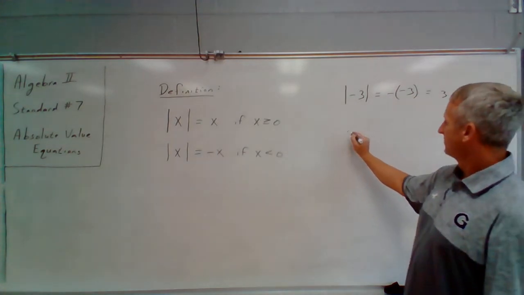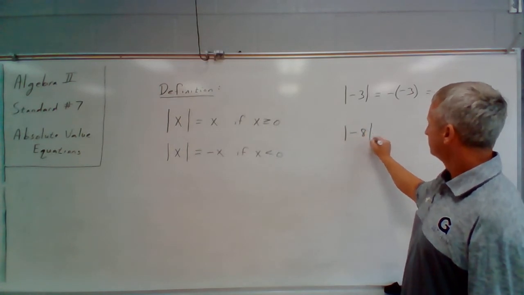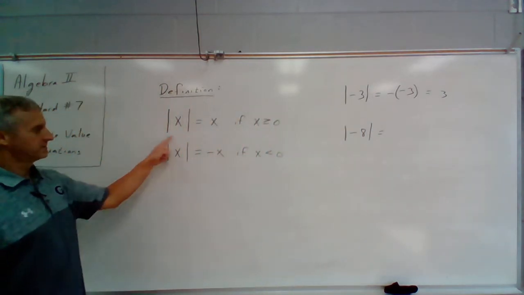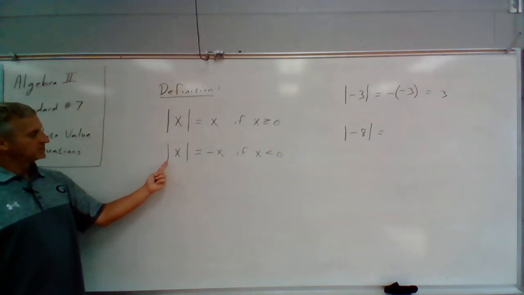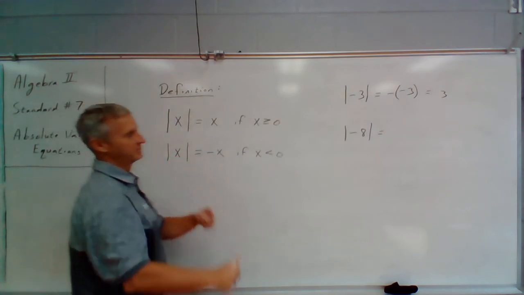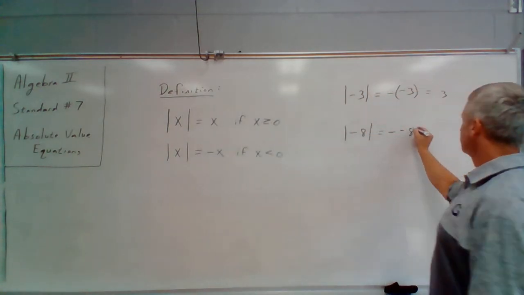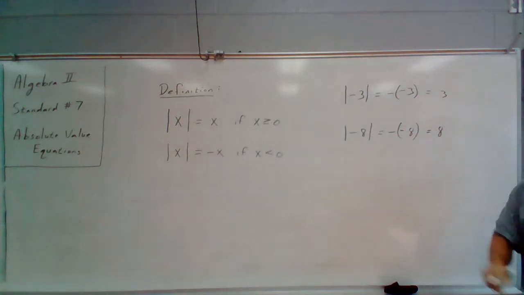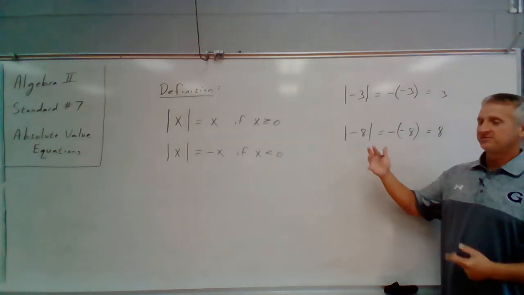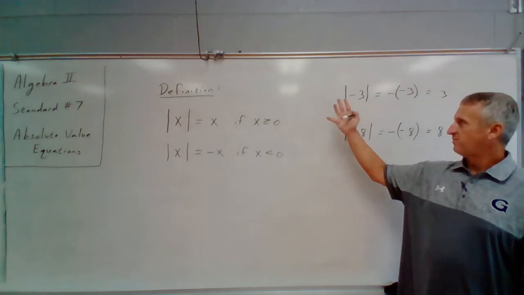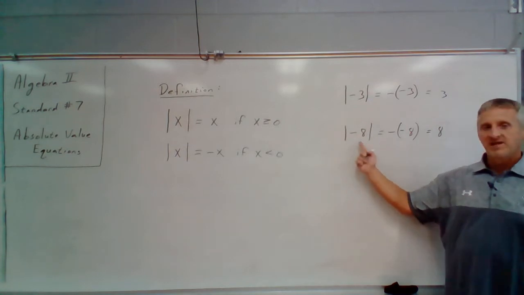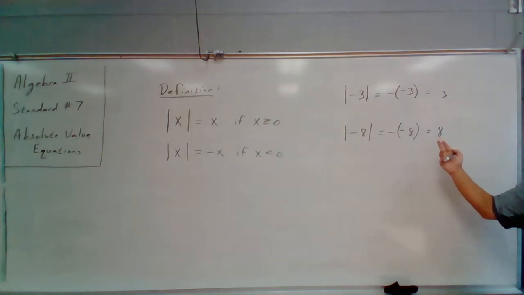Let's try another. Absolute value of negative 8. Negative 8 is less than 0, so we're going to use this part of the definition. The absolute value of negative 8 is the opposite of negative 8, which would be positive 8. So that seems a little abstract. It's really a lot easier if you think about it this way. The absolute value of a positive number, or 0, is just equal to that number. The absolute value of a negative number makes that negative number positive.